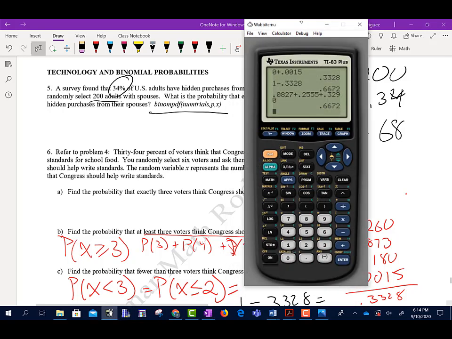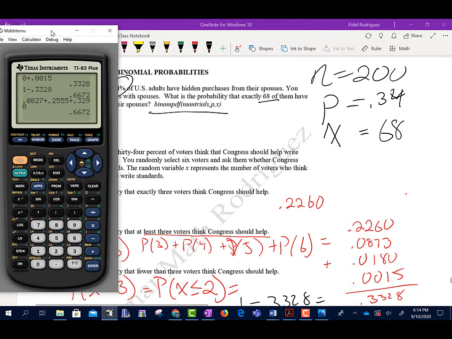So I'm going to come back to my calculator, right? I'm going to move this over a little bit so we can see. How do I get to my binomial PDF? I'm going to hit second, then I'm going to hit the VARS button, okay? And I'm going to scroll down until I find binomial PDF. So look, it's number 10. And I'm going to hit enter.